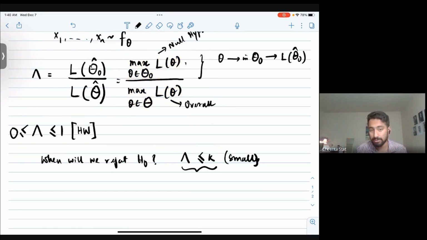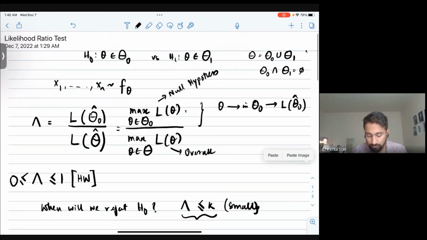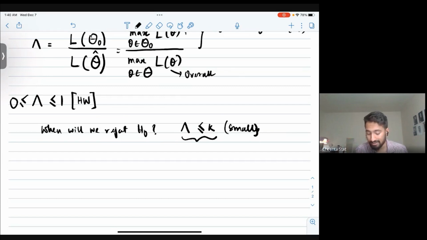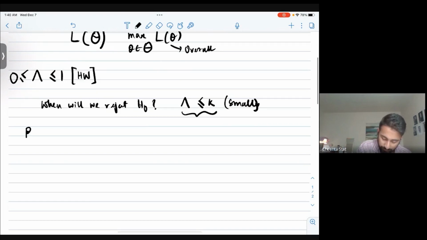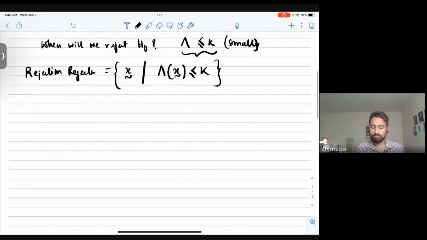But if it's smaller, that means the maximum is not inside Theta0, but outside Theta0, in Theta1. So we reject H0 if this quantity is less than a certain k. So this is a rejection region. It's the set of all x such that this holds; this is a function of the sample, the data set. This is a rejection region, right?